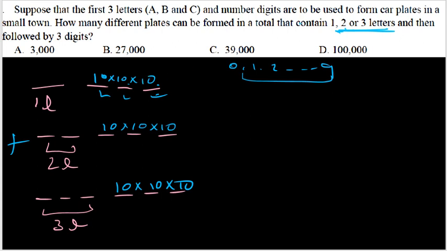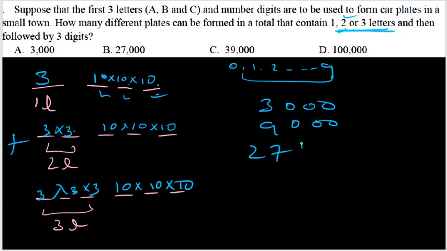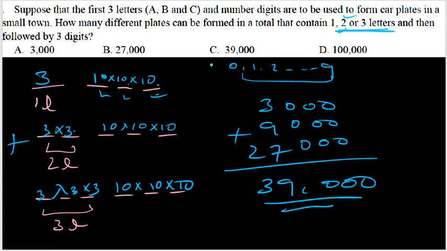Since it says 1 letter and 3 digits, or 2 letters and 3 digits, or 3 letters and 3 digits. When it says 1 letter, how many chances do we have? Only 3 chances. So it will be 3000. When you have 2 letters, 3 chances again we do have. It will be 9000 because 3 times 3. 3 letters and 3 digits is 3 times 3 times 3, which will be 27,000. When you add them, it will be 39,000. Total possibilities of forming a plate number will be 39,000, which is C.